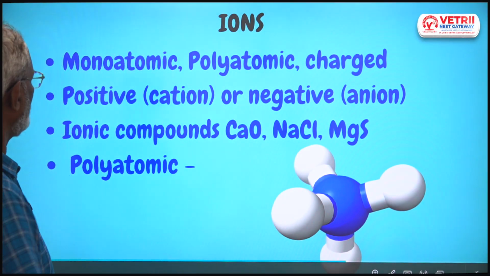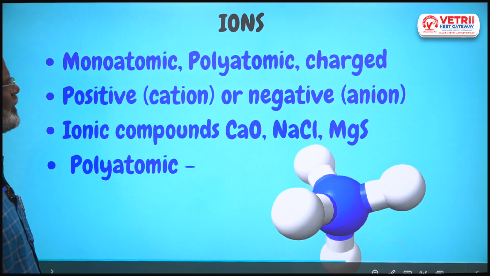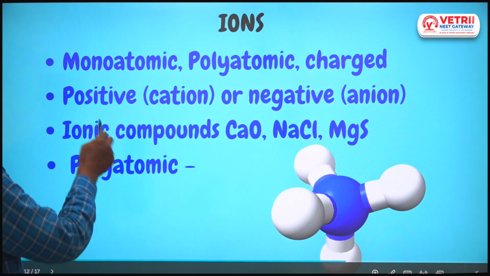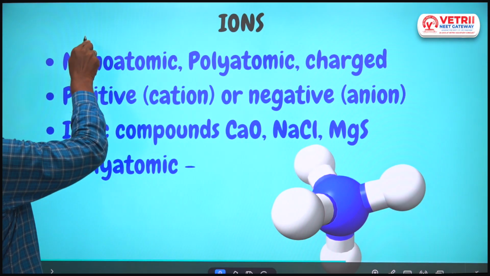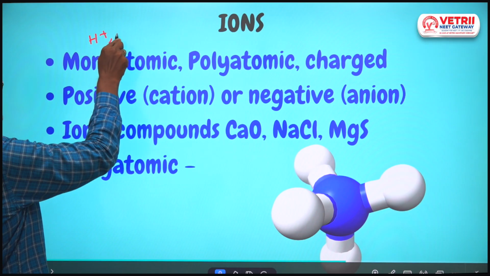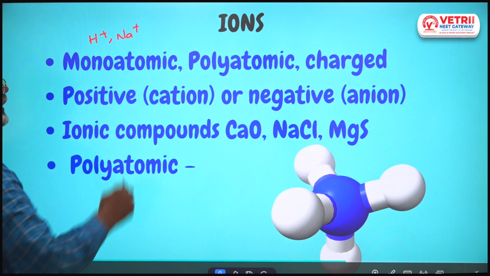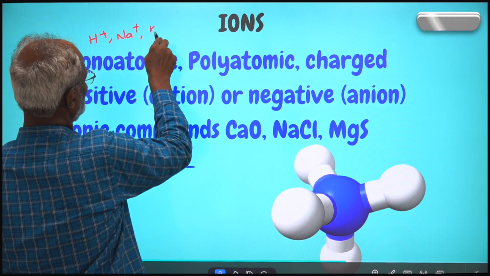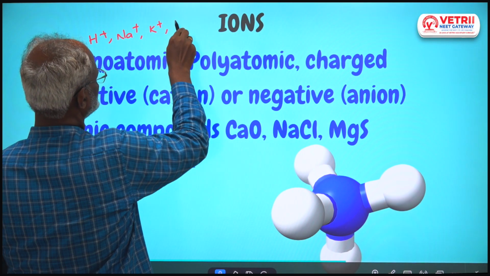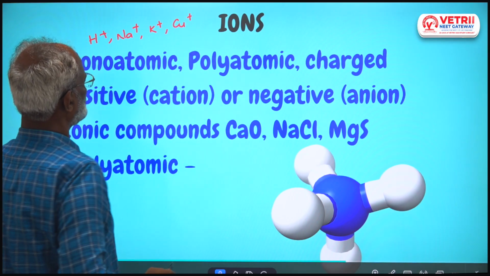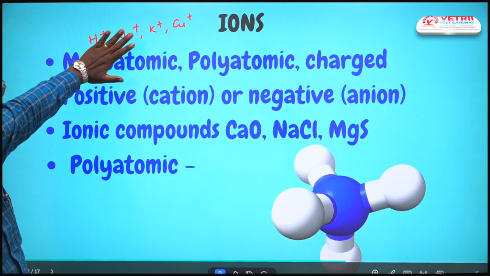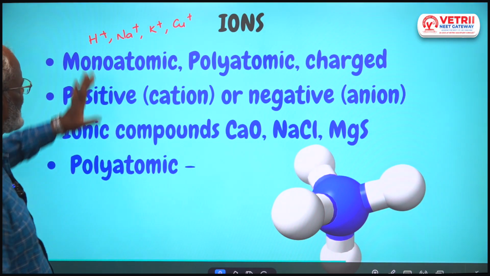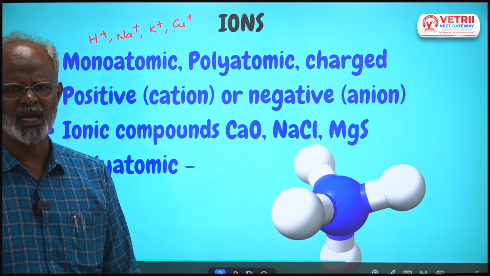The ions can be monoatomic and polyatomic. I'll give you some examples. H+ is monoatomic. Na+ is a monoatomic ion. They are positively charged. Then we have K+ and Cu+, monoatomic. If there is only one atom and it has a charge, it is called monoatomic. These are all called cations, positively charged ions.